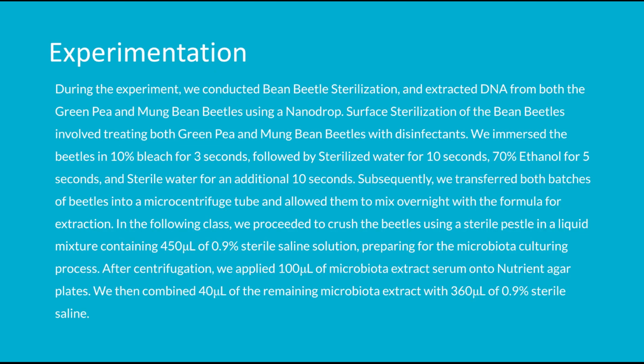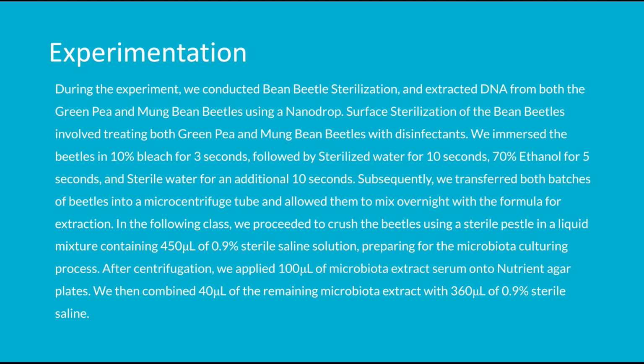Experimentation. During the experiment, we conducted bean beetle sterilization and extracted DNA from both the green pea and mung bean beetles using a nanodrop. Surface sterilization of the bean beetles involved treating both green pea and mung bean beetles with disinfectants. We first immersed the beetles in 10% bleach for 3 seconds, followed by sterilized water for 10 seconds, 70% ethanol for 5 seconds, and sterile water for an additional 10 seconds.